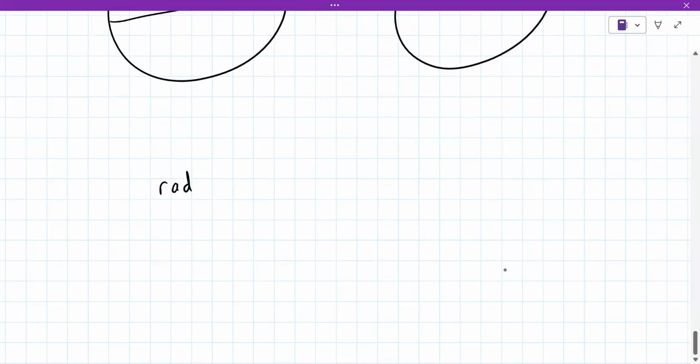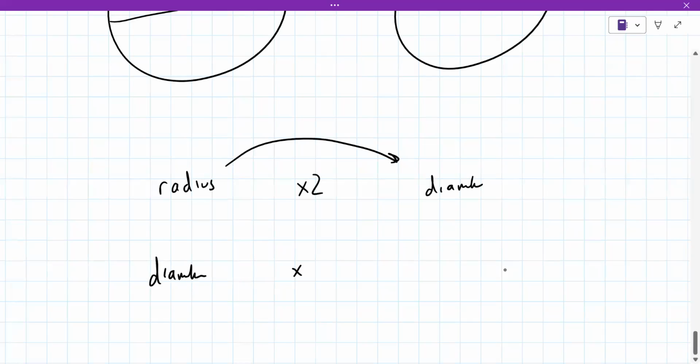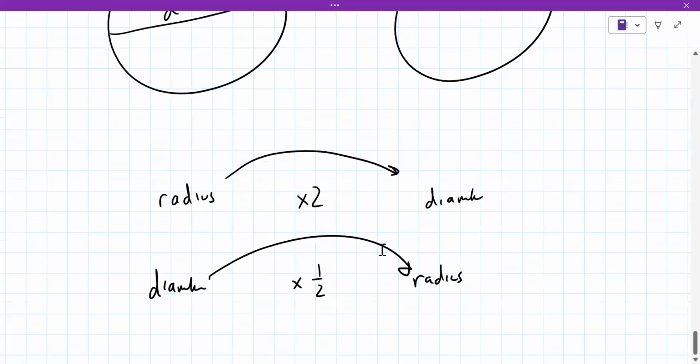So here's the shortcut here. If you're given the radius, you multiply by 2 to get the diameter. If you're given the diameter, you multiply by 1/2 to get the radius. Could you repeat back to me what we just said so that I can tell that you understand? Whenever you're ready. Whenever you go from the radius, you should multiply by 2 to get to the diameter, and from the diameter you should divide by 2 to get to the radius.